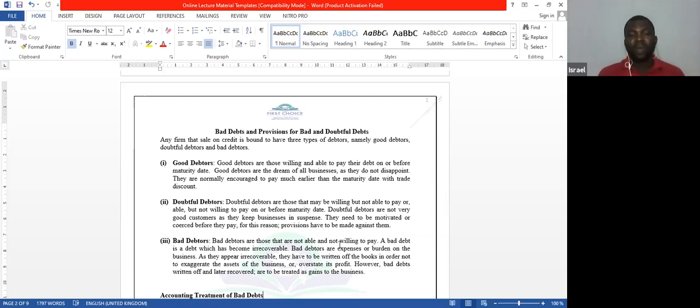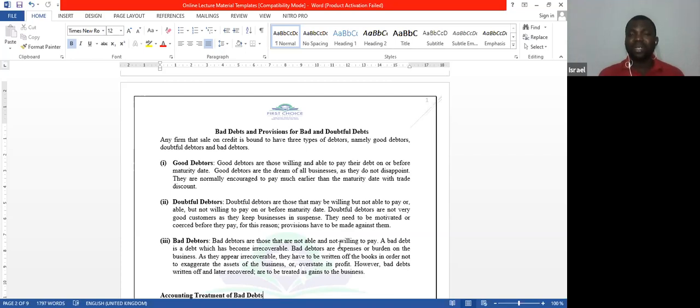And we have another one, the bad debtors. These are debtors that have no desire to pay. It also means that the amount they are owing you is very close to 100% loss. It means that you will not be able to recover the amount of money that is due to you. So, a bad debt.